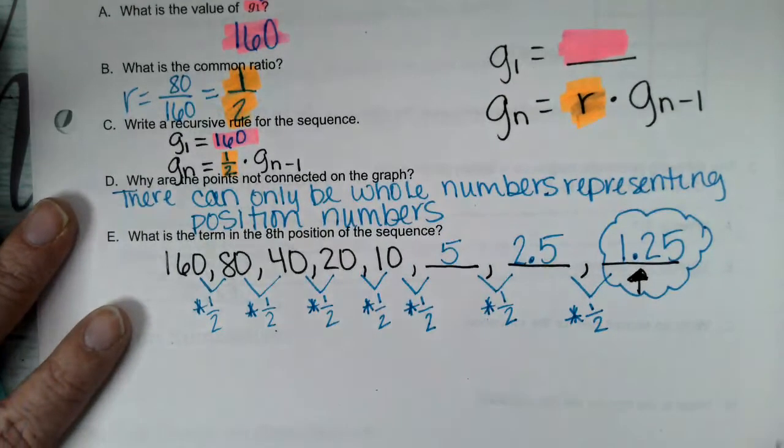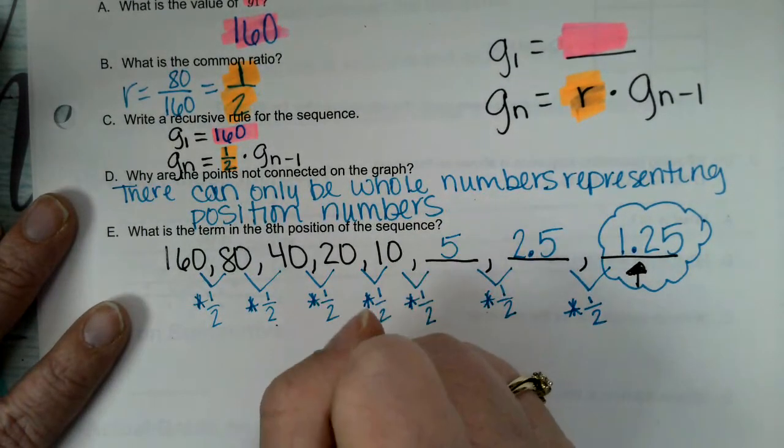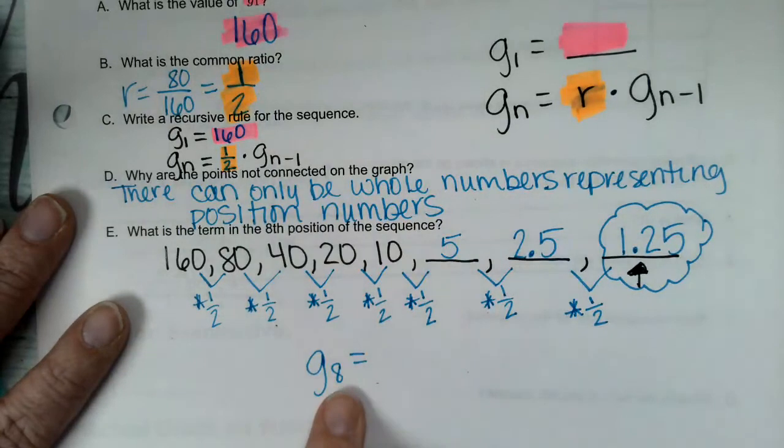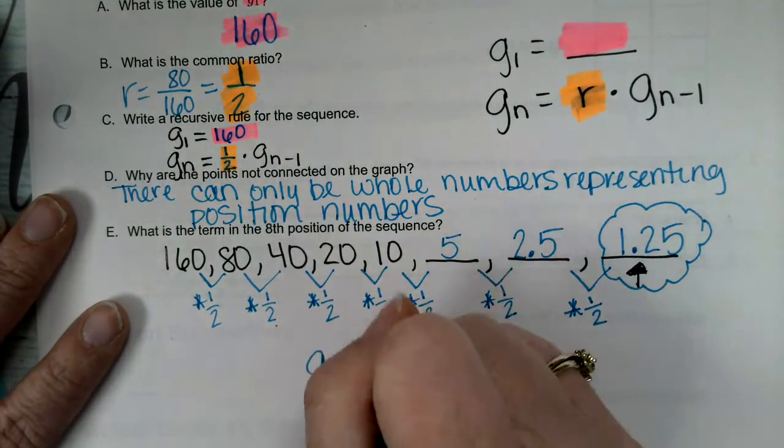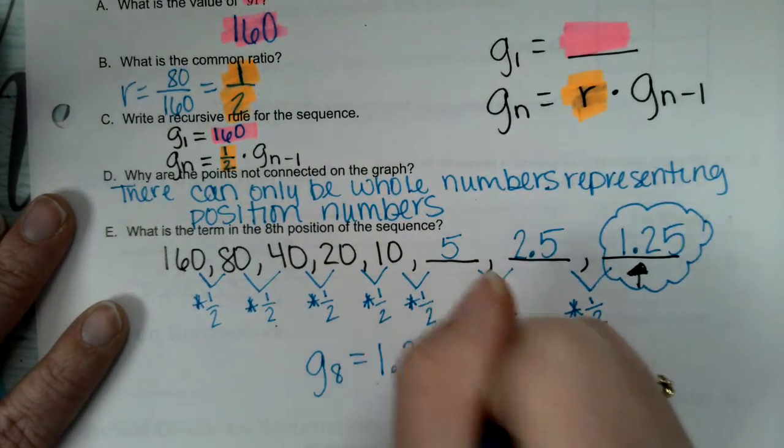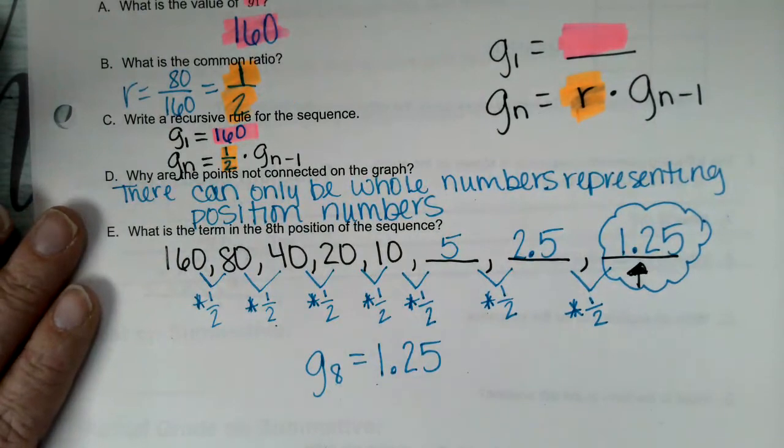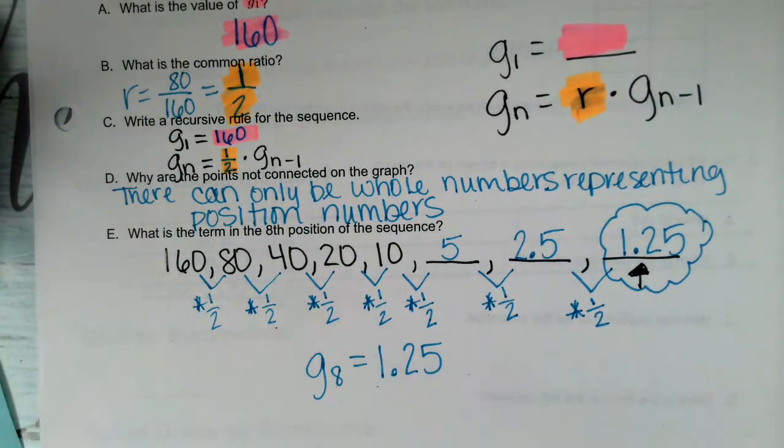And how you can write that out is G sub 8 is equal to, that means it's the eighth position, 1.25. Okay, that finishes up the lesson for today. And now you'll be able to write recursive formulas for geometric sequences. You're going to have a worksheet that you complete today, and it'll be due tomorrow.